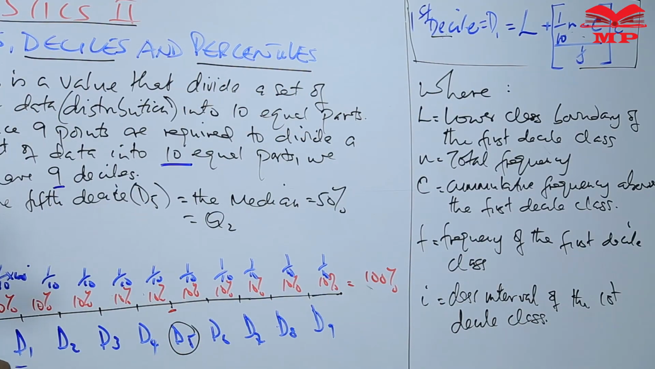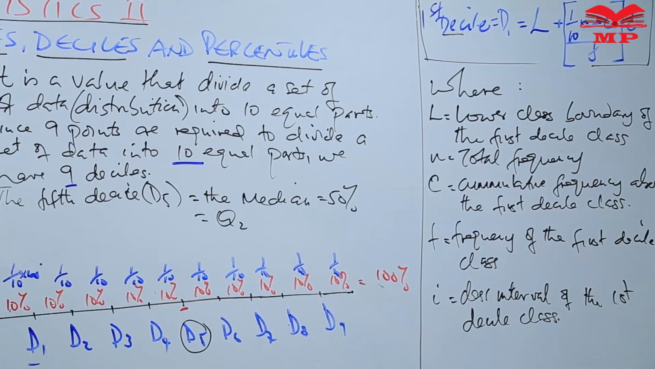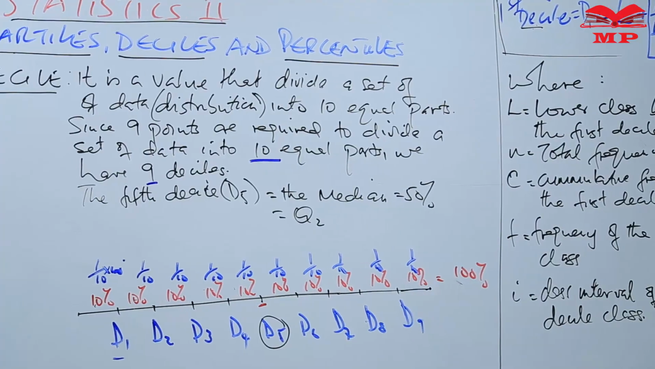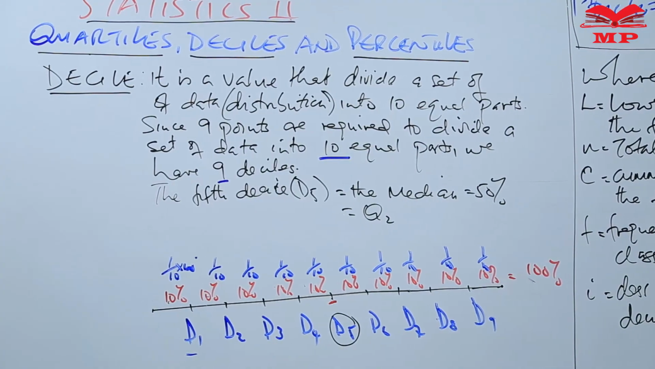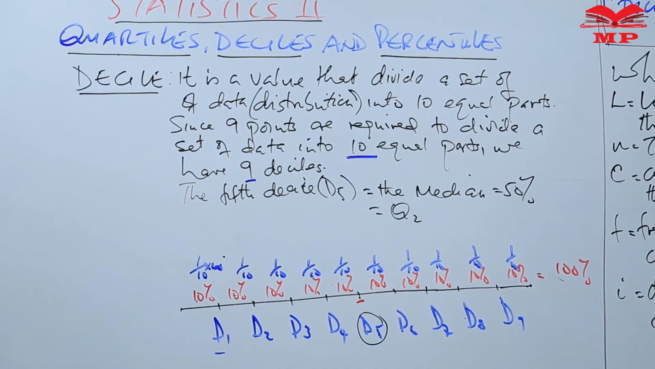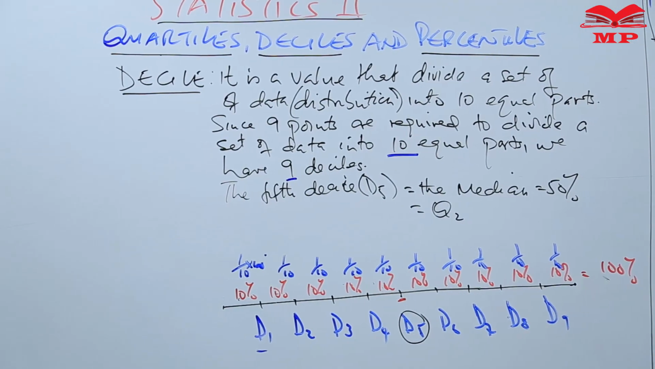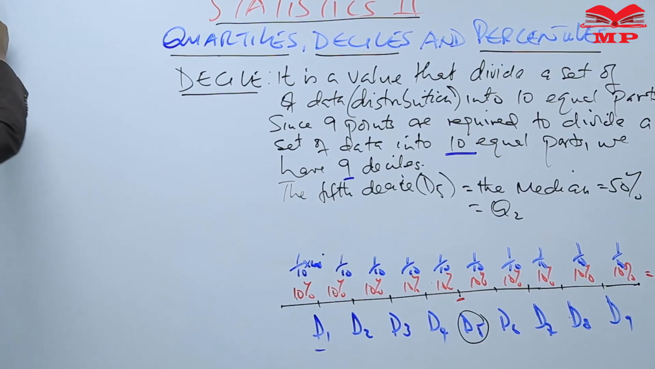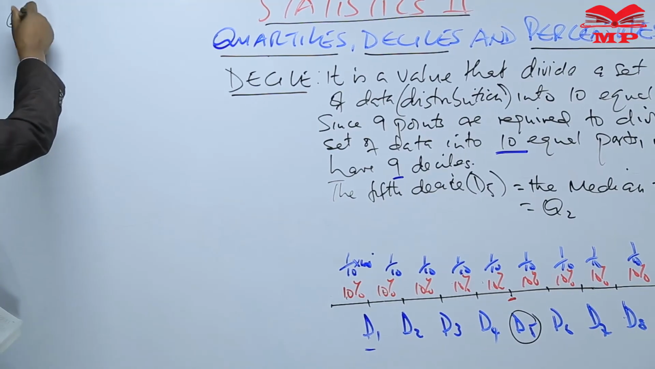So I want us to apply that formula by doing a question. I'm going to use the question we had last time. I'll write the formula here and then write the question. This is an example.